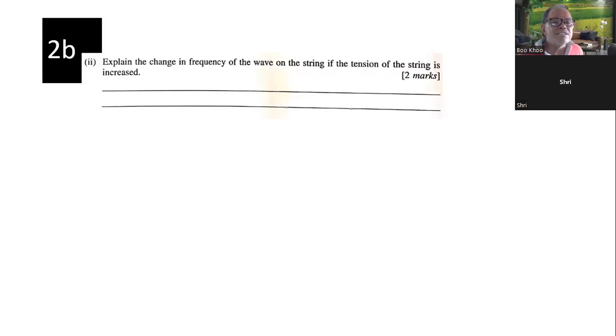Explain the change in frequency of the wave on the string if the tension in the string is increased. How to explain? What formula to use?